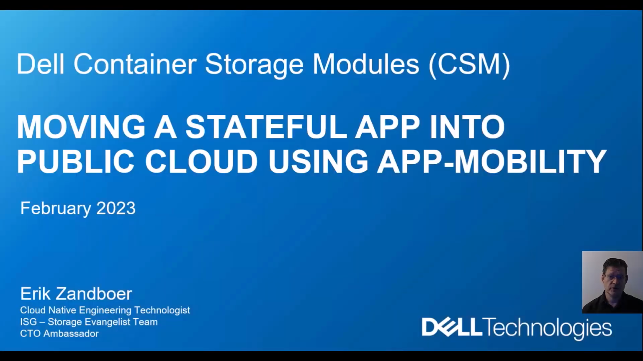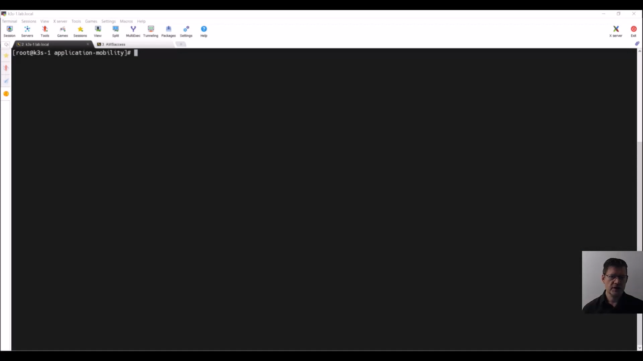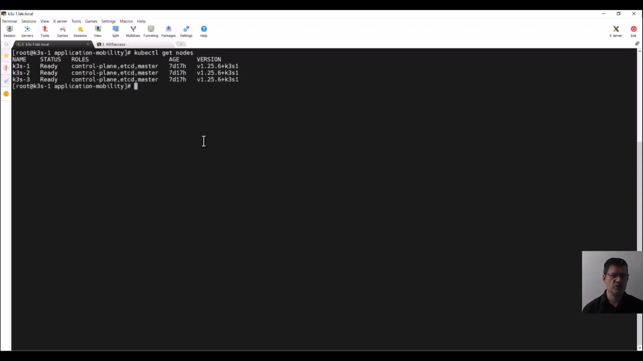Hi, and welcome to our new demo video. Today, we will be moving a stateful application from an on-prem data center into the cloud using Dell CSM App Mobility. So let's look at the environments first. This is the on-prem environment, and it is a small K3s cluster that is running some workloads, and it is backed by a Unity storage array.